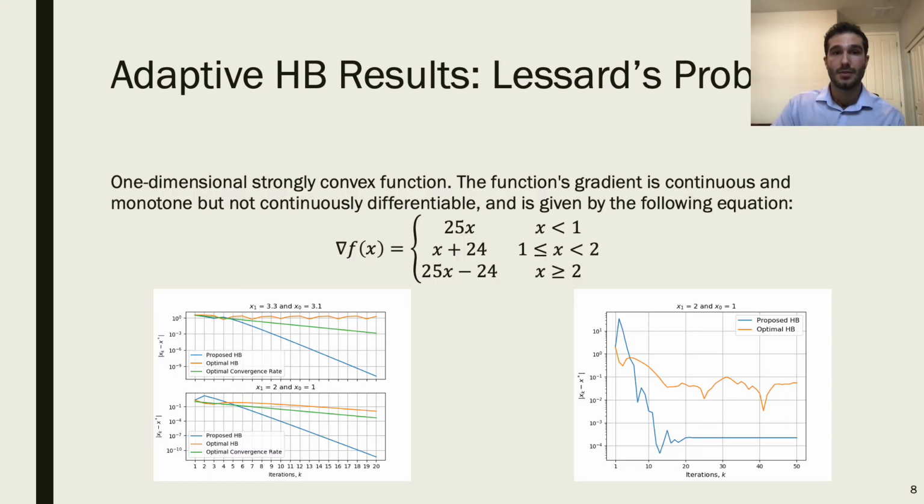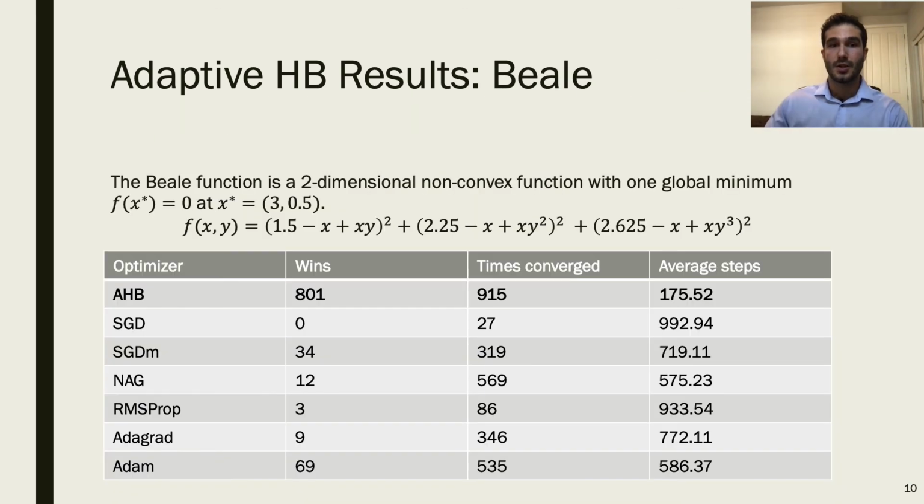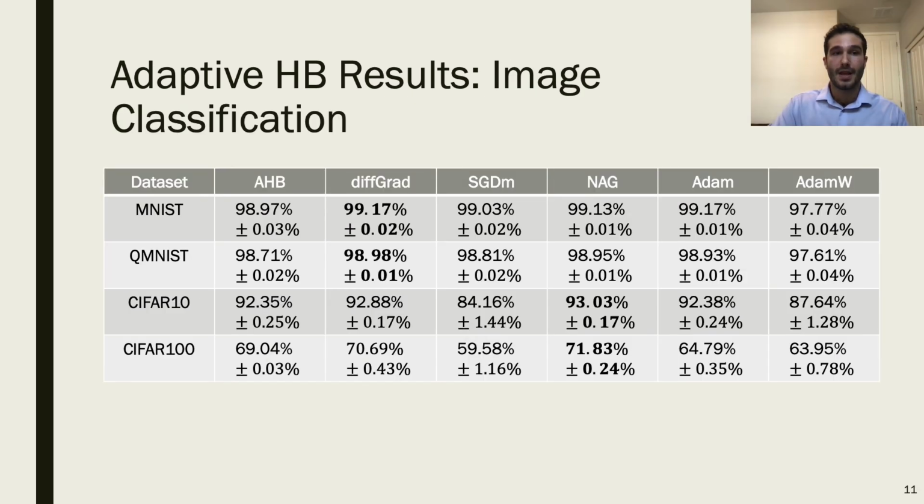On the Lissard problem, our adaptive heavy ball method was shown to outperform the optimal heavy ball method in both noisy and noiseless cases. For positive semi-definite quadratic functions, our heavy ball method was able to outperform a time-varying and time-invariant heavy ball method. It was able to outperform 6 other popular first-order gradient descent optimizers on the non-convex BL function. And lastly, it was very comparable to 5 well-tuned popular first-order gradient descent optimizers on the image classification tasks using deep neural networks. Thank you.